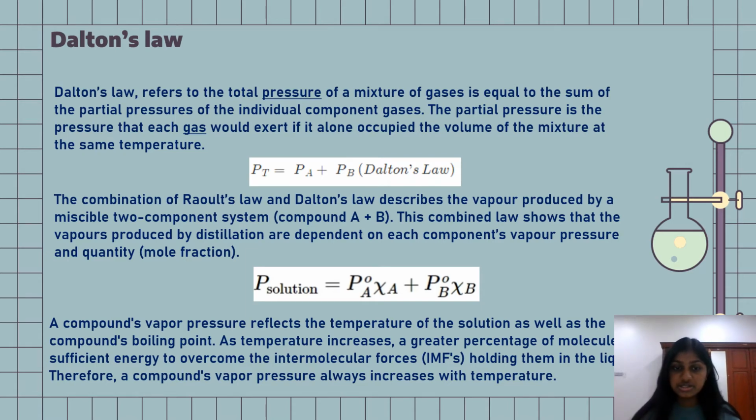A compound's vapor pressure reflects the temperature of the solution as well as the compound's boiling point. As the temperature increases, a greater percentage of molecules have sufficient energy to overcome the IMF holding them in the liquid phase. Therefore, a compound's vapor pressure always increases with temperature.